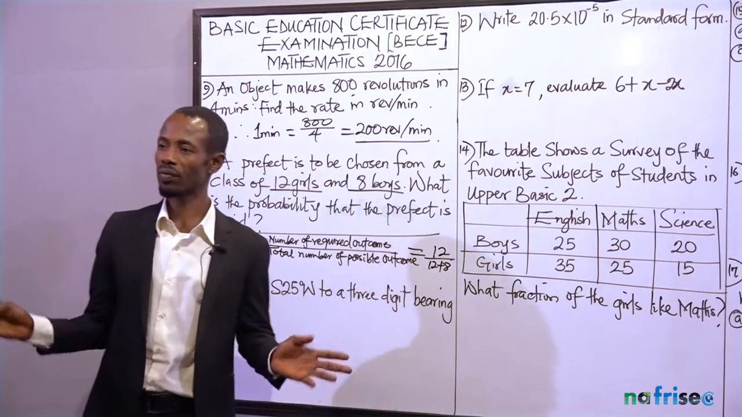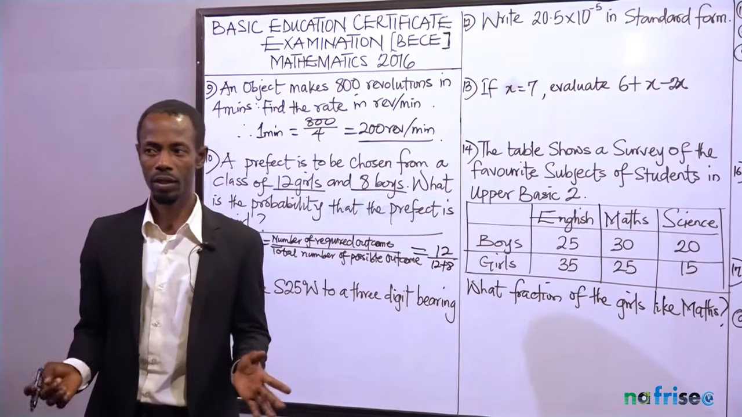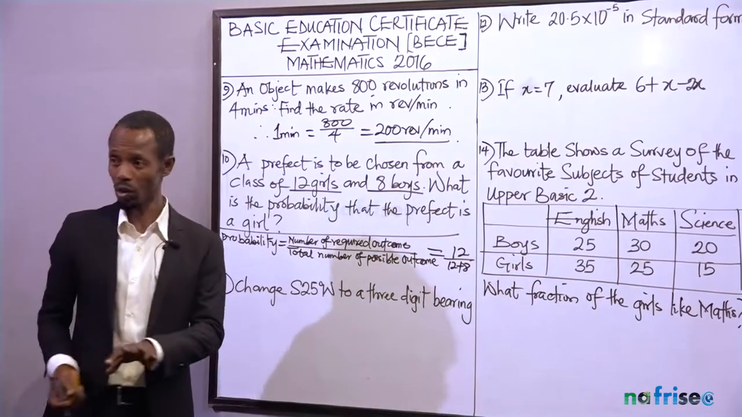Probability is the likelihood of an event happening or not happening. So it's more or less a fraction. It's not certain. It's always less than 1. When an event is sure to happen, it's 1. If it's not going to happen, it's 0.